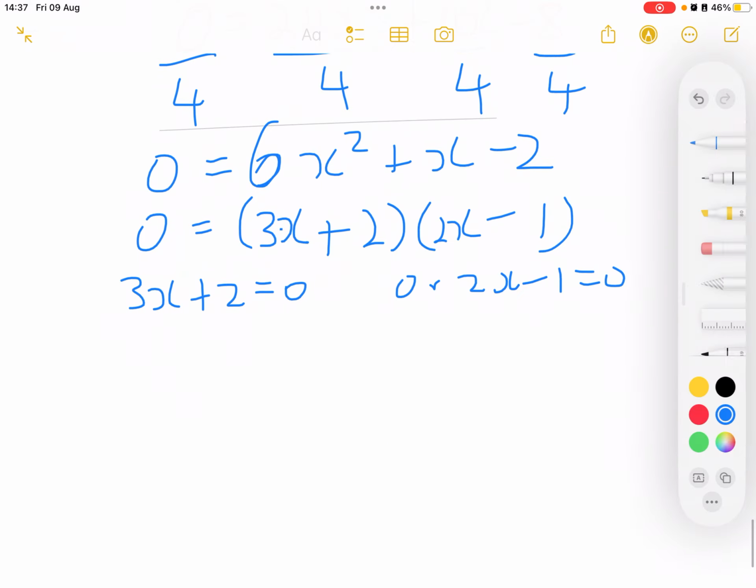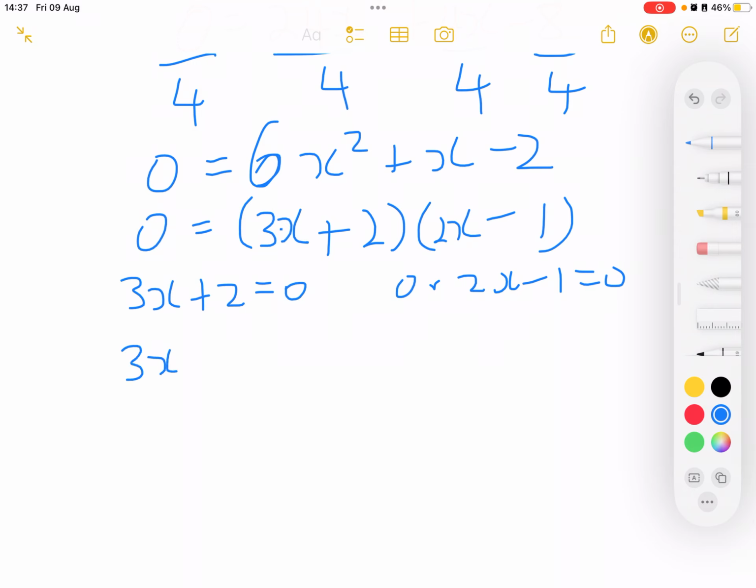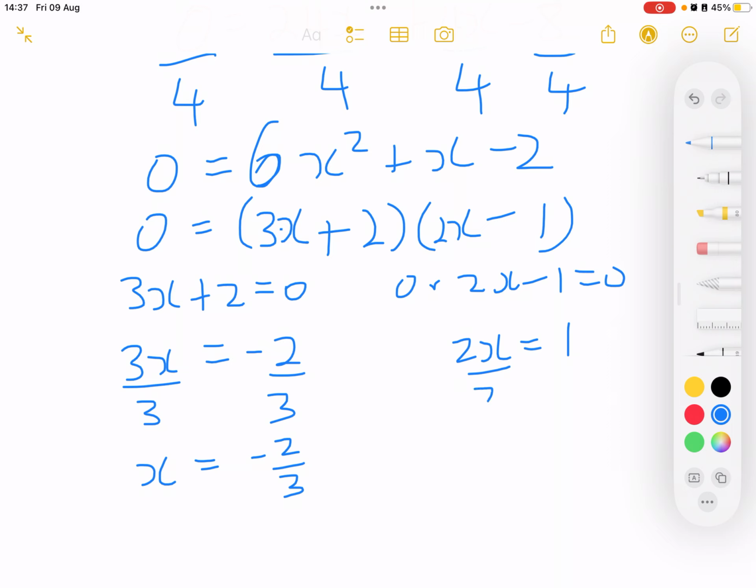Then we find that 3x is equal to negative 2. Then we divide by 3, and x is equal to negative 2 over 3. Then 2x is equal to positive 1, divided by 2, and x is equal to 1 over 2. Then we have found the values of x if the sum to infinity is equal to 8/3.